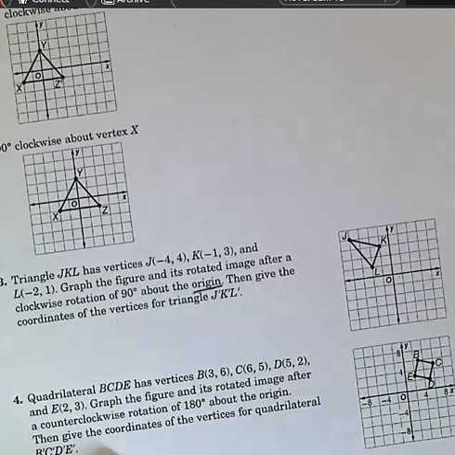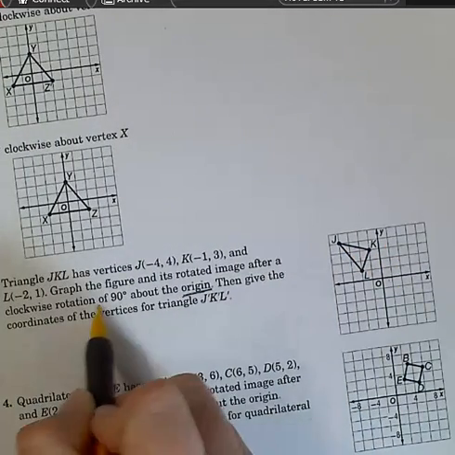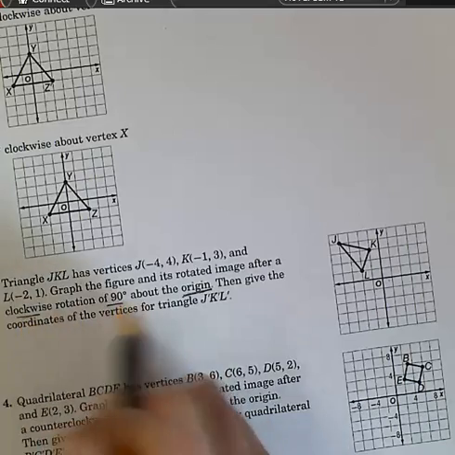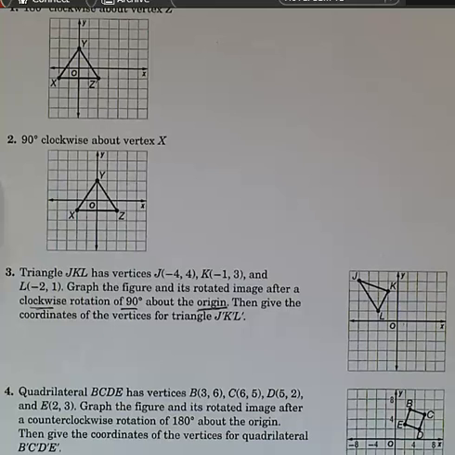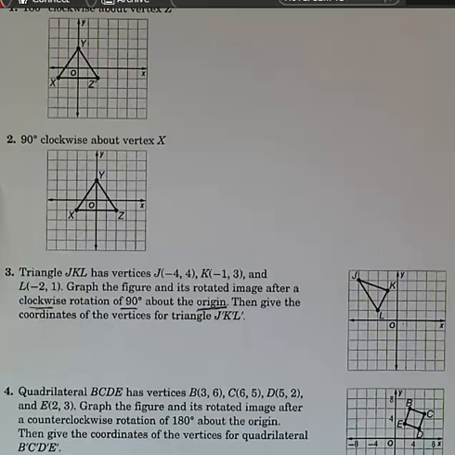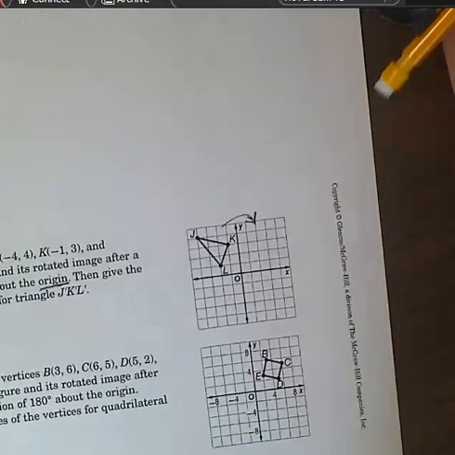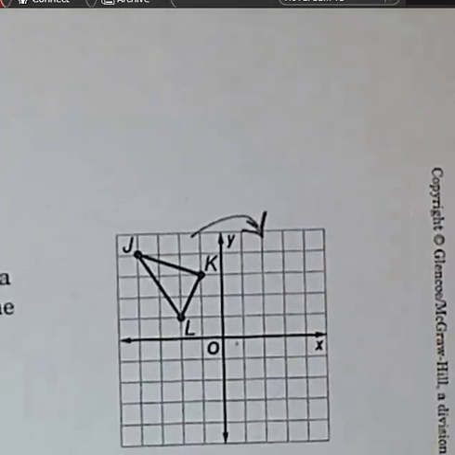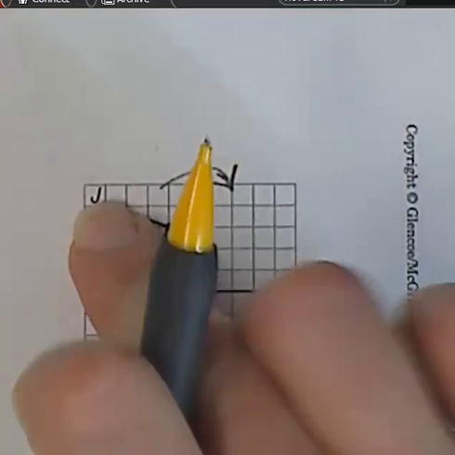Okay? And so, if I have J, K, and L, we are going to rotate clockwise 90 degrees about the origin. Which way is clockwise? To the right or to the left? Right. I'm going right. I'm going to zoom in, okay? So all of my points are in quadrant 3. What quadrant do they end up in? Quadrant 1. Everything has to be in quadrant 1 because it goes a quarter of a turn.